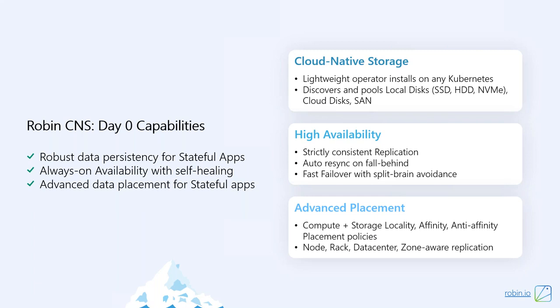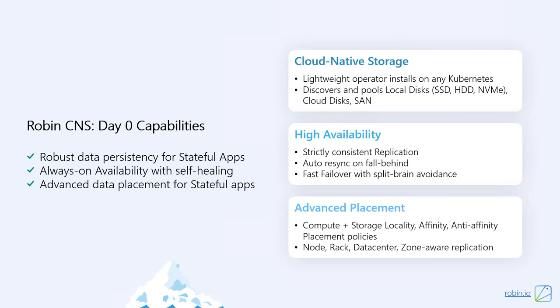In terms of high availability, we actually have strictly consistent replication and auto resync of replicas if a replica falls behind. And we also make sure that there is fast failover between replicas. If a disk goes down and the pod is connected to a volume on that disk, we make sure that the pod quickly connects to the replica without having a split brain scenario.